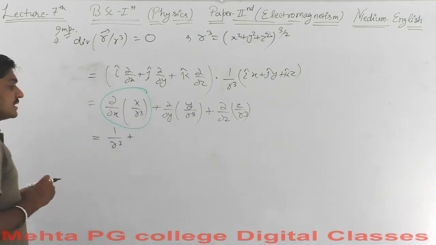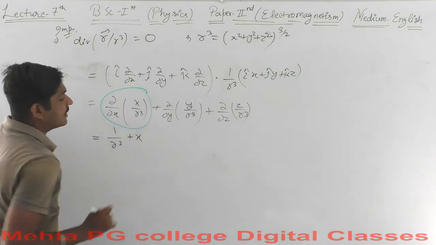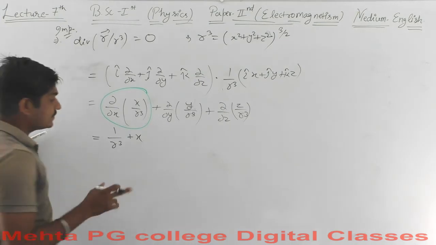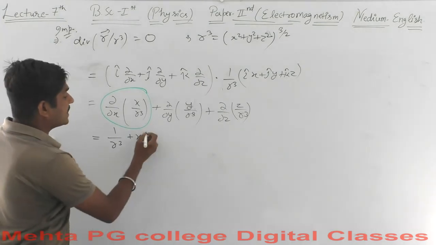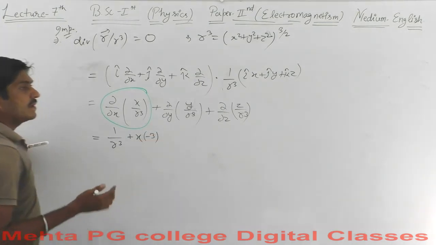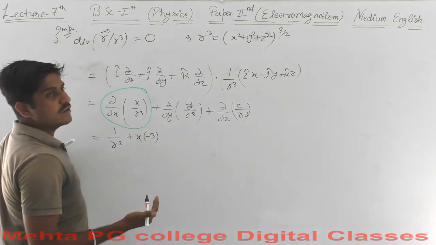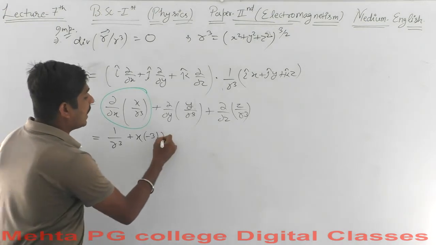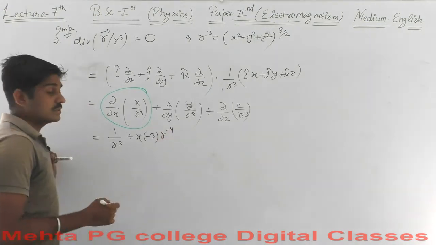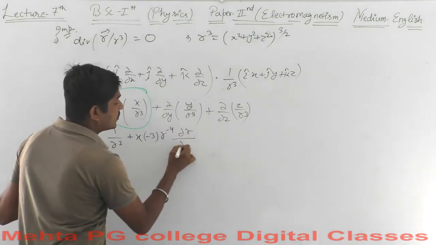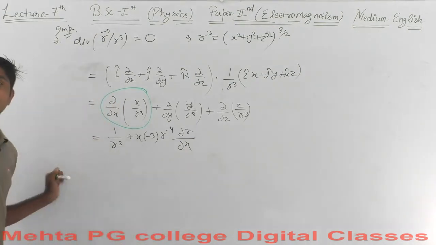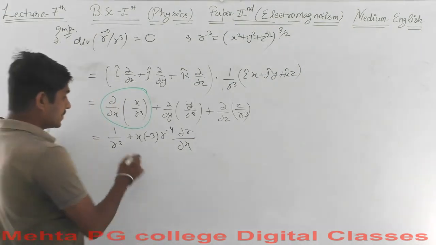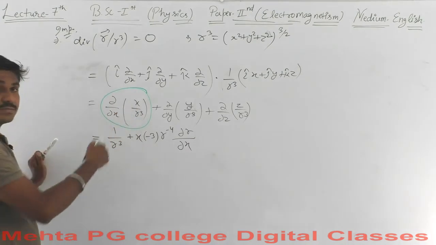So we will go through this plus x can be taken out common. The value will be r raised to power minus 3. Again minus 1, so the value will become minus 4. r raised to power minus 4 curly r over curly x. Okay, this is for this first function.